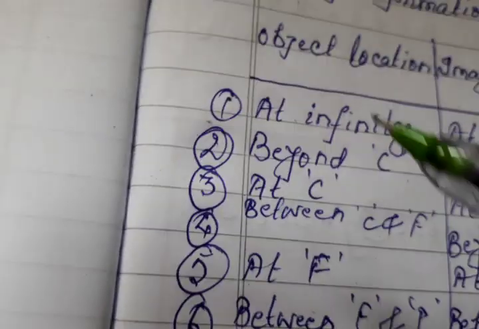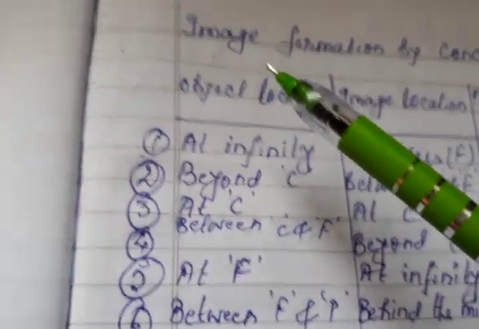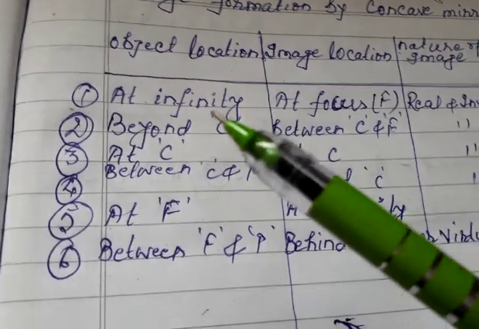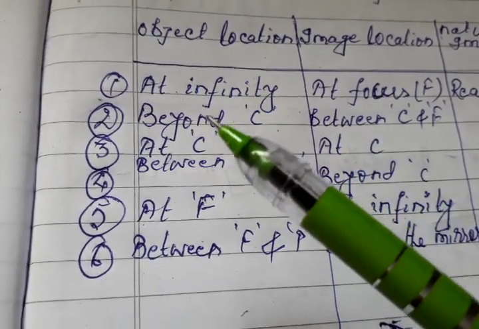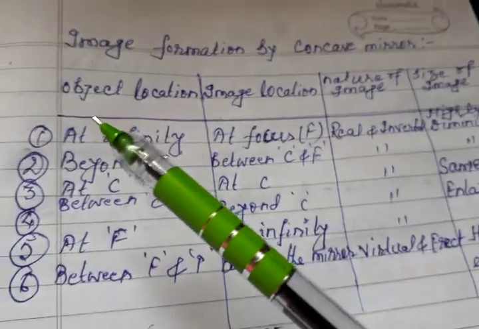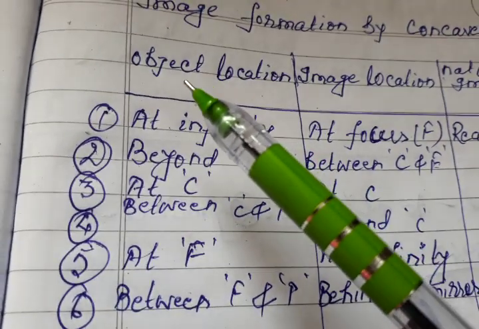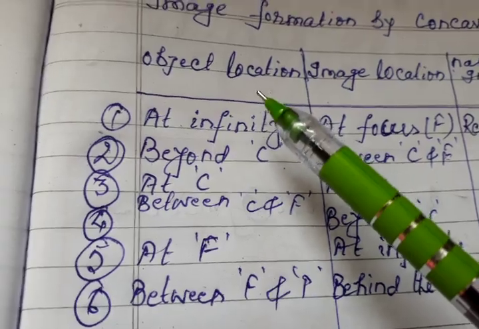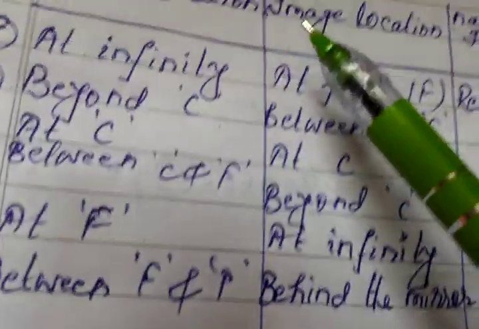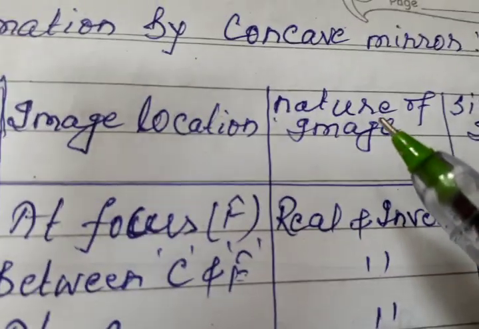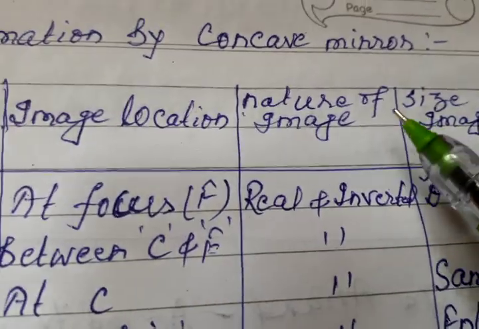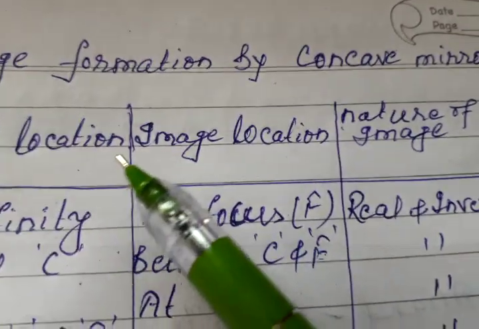Now we can see I have made a box here showing how the image is forming in the concave mirror. We have seen the figure of the concave mirror. Try to understand what I have drawn here. We have made a box here. In the first column, I have written object location. In the second column, image location. In the third column, nature of image. And the last one, size of image. These four terms you have to write in the first row.